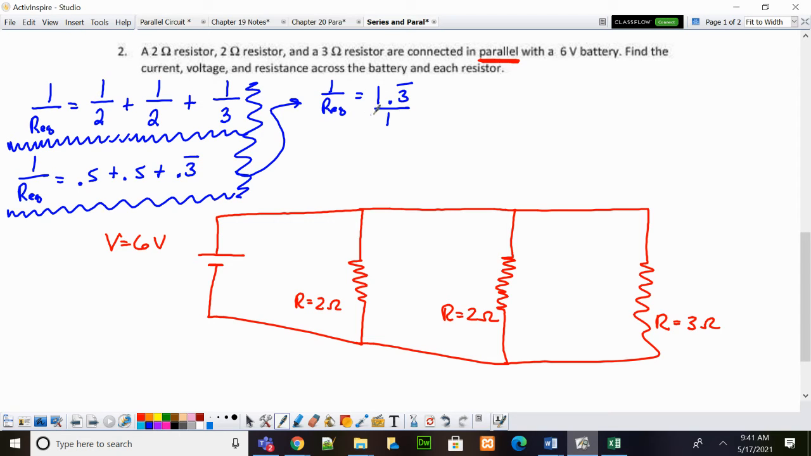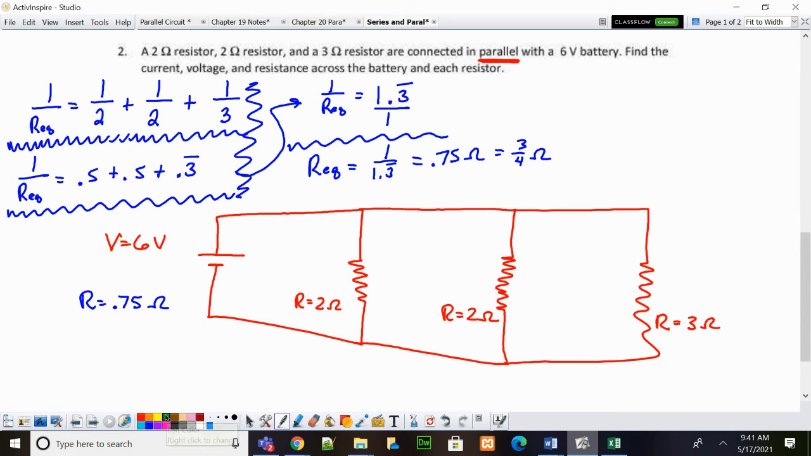If we flip it around, after we cross multiply, we get the equivalent resistance is equal to 1 over 1.3 repeating. And again, if I type that in my calculator, I'm going to write 1 divided by 1.3 repeating, and I'm going to get my answer, which is 0.75 ohms, or 3/4. If you kept it as a fraction, you would have gotten 3/4 ohms. So my equivalent resistance is equal to 0.75 ohms, or 3/4.